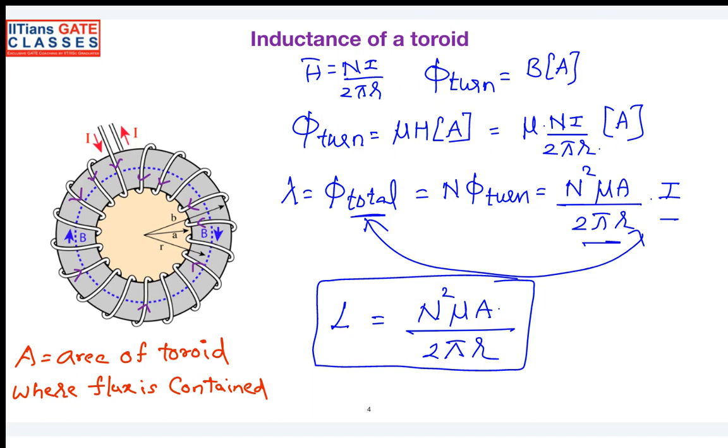So r is nothing but the distance from the midpoint of the toroid to the center. Can you tell me how to calculate the r value in that case? That means this is the midpoint, then only the approximation will be valid, or you can say the error will be minimum. So what will be the distance from here to the midpoint? Can you tell me what is the value?